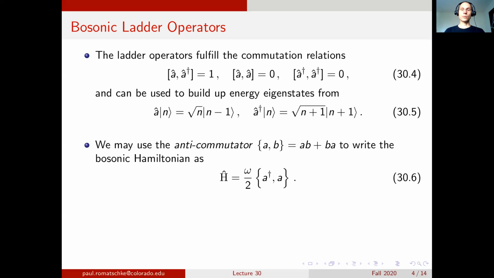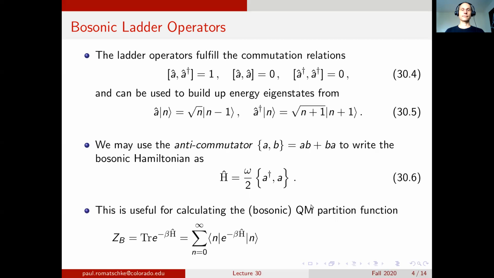We can use an anticommutator, defined as curly bracket AB being AB plus BA, to rewrite the bosonic Hamiltonian as omega over 2 times the anticommutator of A dagger and A. We can use this form of the Hamiltonian to calculate the bosonic quantum mechanical partition function, which is defined as the trace of the exponential of minus beta times the Hamiltonian. We can express the trace in terms of a sum over all the energy eigenstates.